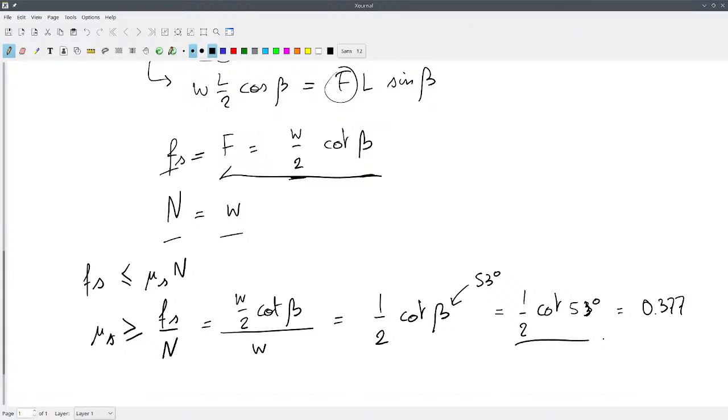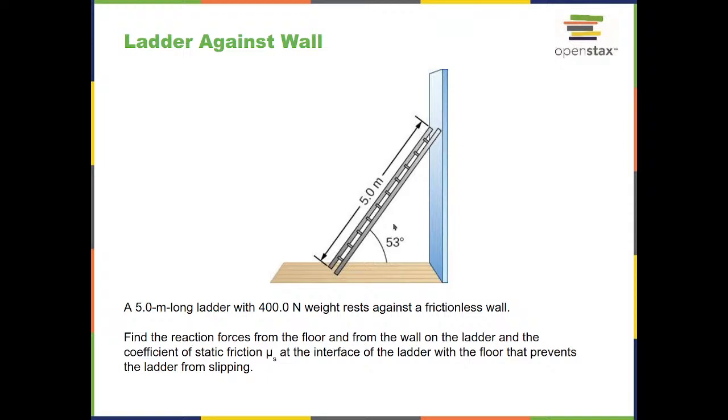So as you can tell, and as Jonah points out in the chat, it doesn't depend on the weight. It doesn't depend on the length of the ladder. The only thing that this minimum coefficient of friction depends on is the angle with which the ladder is balancing against the floor, against the wall. So there's nothing that matters to this except for the angle.